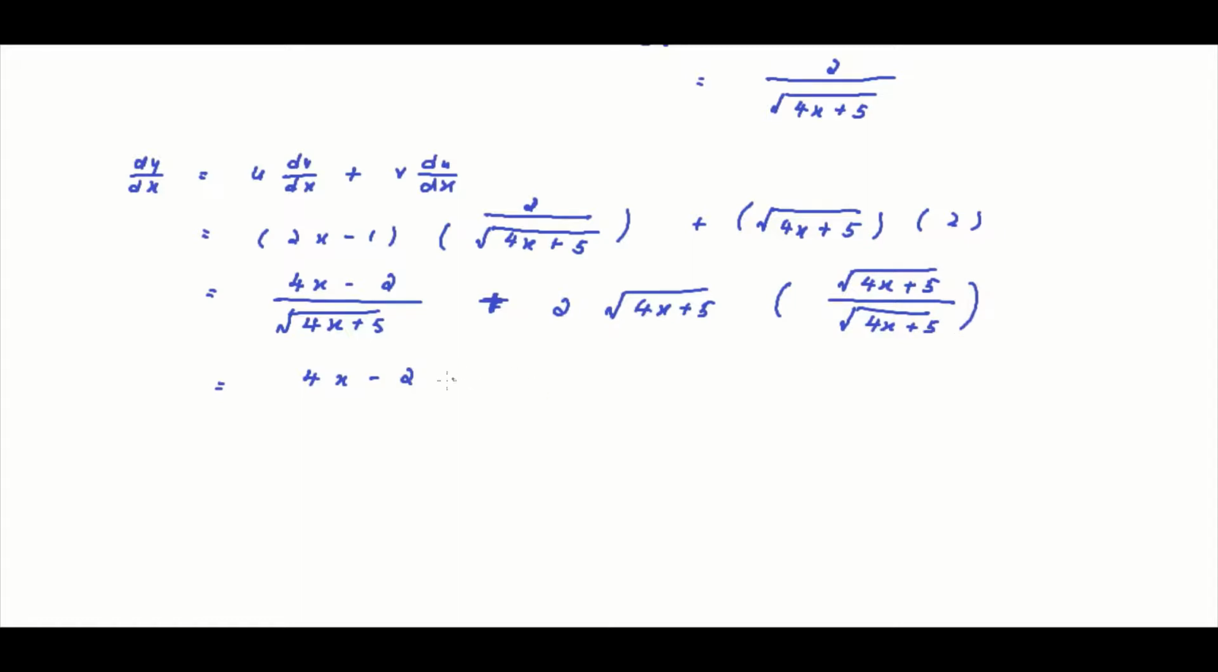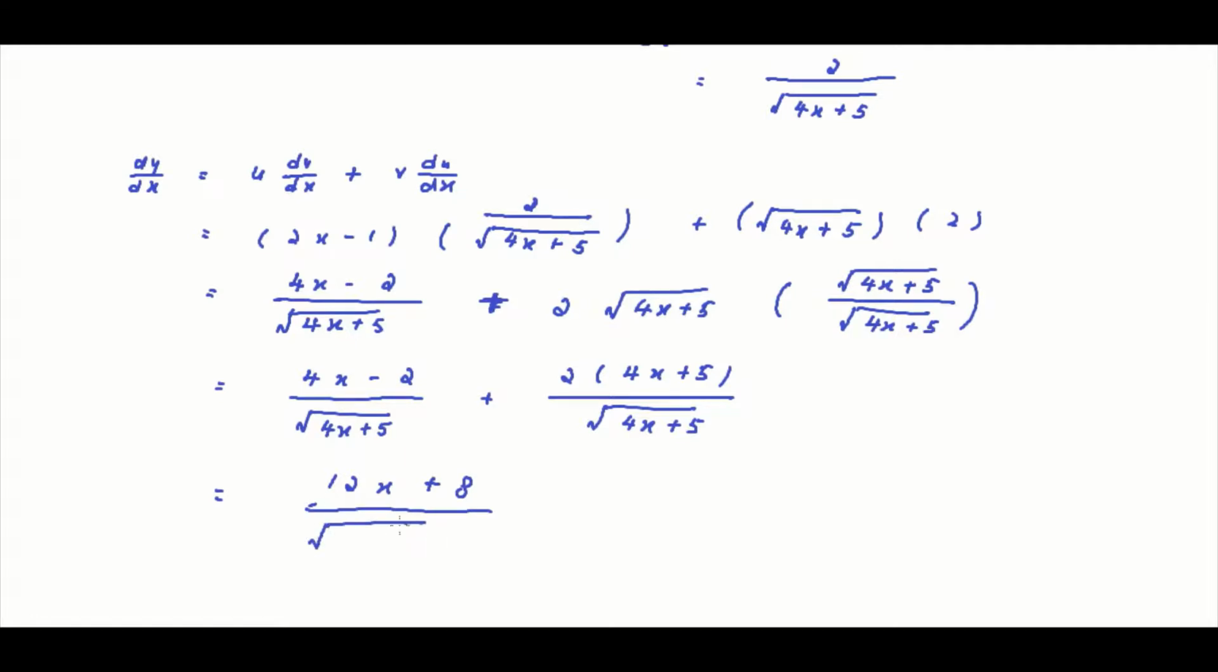Okay, so you're actually over 4x plus 5 and then plus 2, so you have another 4x plus 5 at the top, then divide by square root 4x plus 5. Okay, so you just try to simplify them. So 4x plus 8x, you get 12x, negative 2 plus 10, then you have plus 8 over square root 4x plus 5. Okay, so that's it for your last answer. So let's try to move on to the next questions.